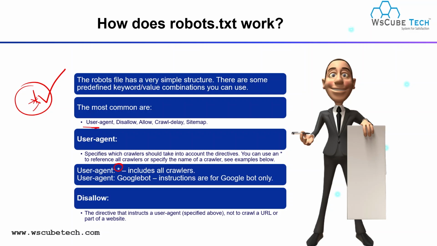The next keyword we have is disallow. The disallow directive instructs a user agent not to crawl a URL or path of a website. If you mention user agent asterisk, it means for all crawlers. If you mention user agent as Googlebot, it means for Googlebot. This is the functioning of disallow.